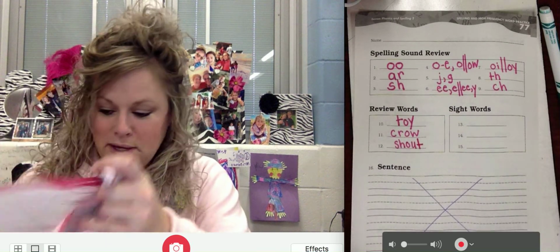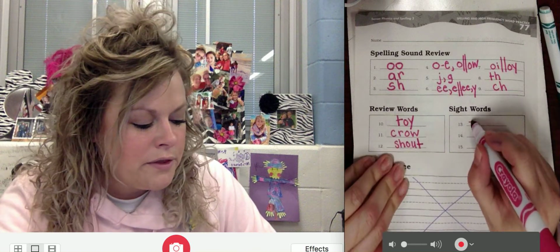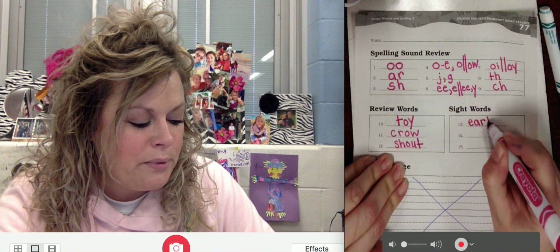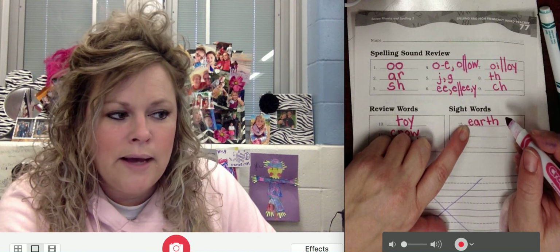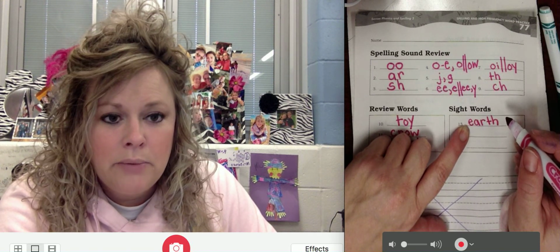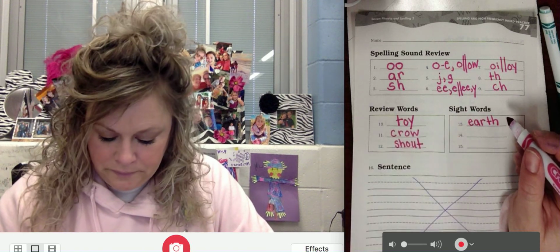I have to turn my page. Earth is the first one. Earth can be a common noun or a proper noun. This is the common noun earth. It's kind of like dirt. You dig a hole in the earth. But if this was the planet Earth, it would be a proper noun with a capital E.